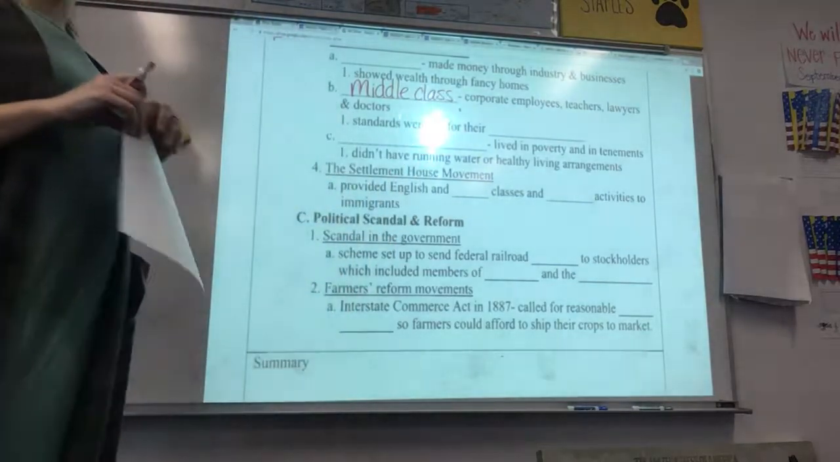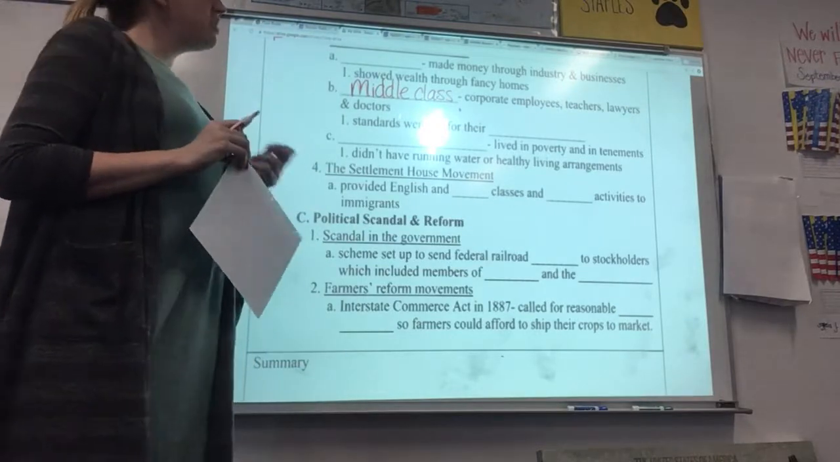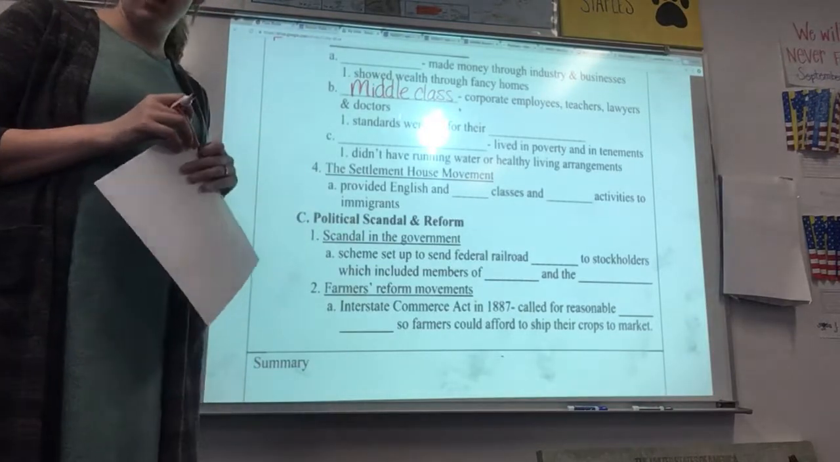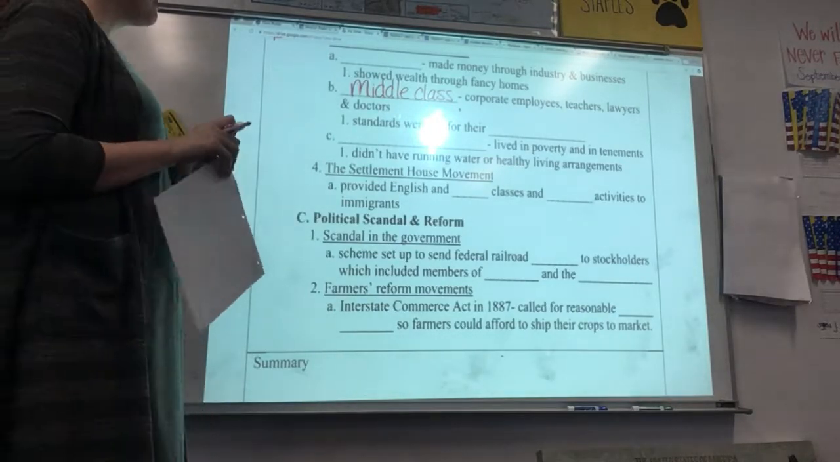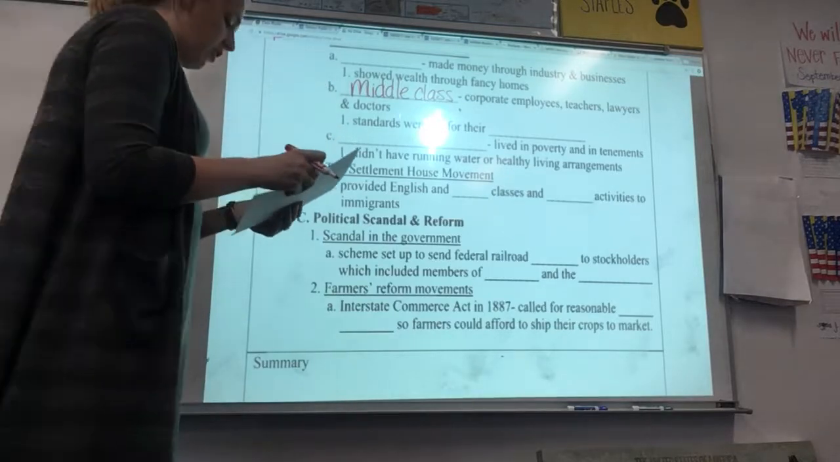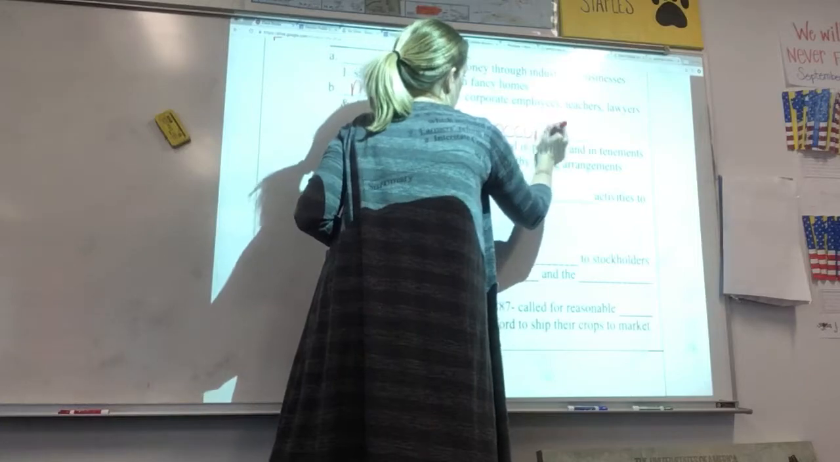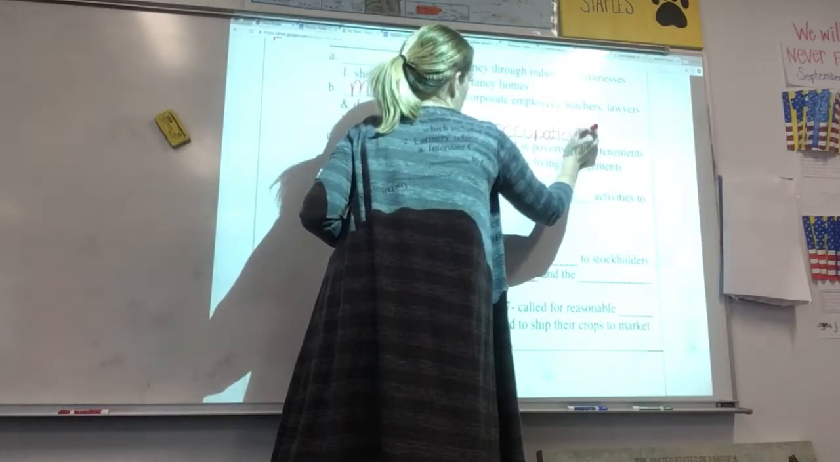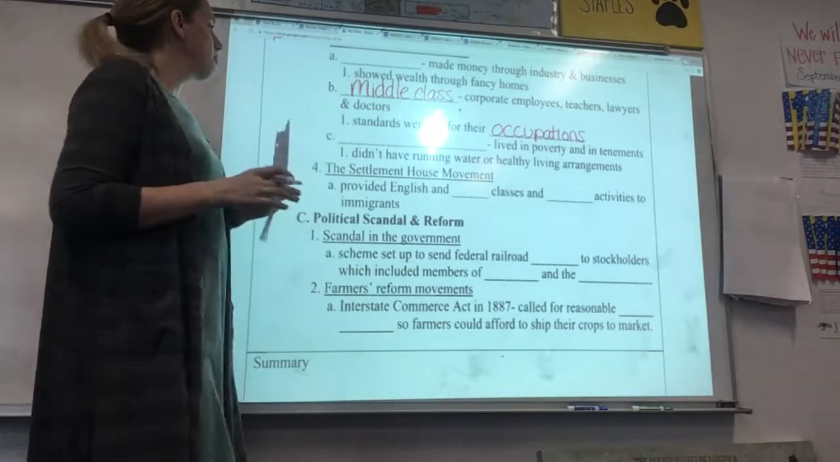This group was like corporate employees, so the people who worked for the wealthy ones. Teachers, lawyers, doctors, so some of those career positions. These people were considered middle class, and standards were set for their occupations. Occupation is a fancy way of saying their job.